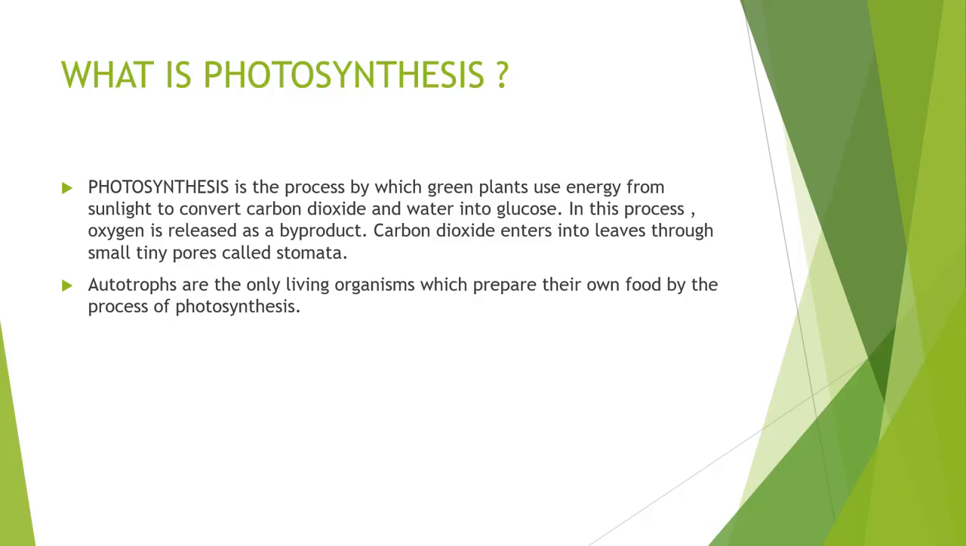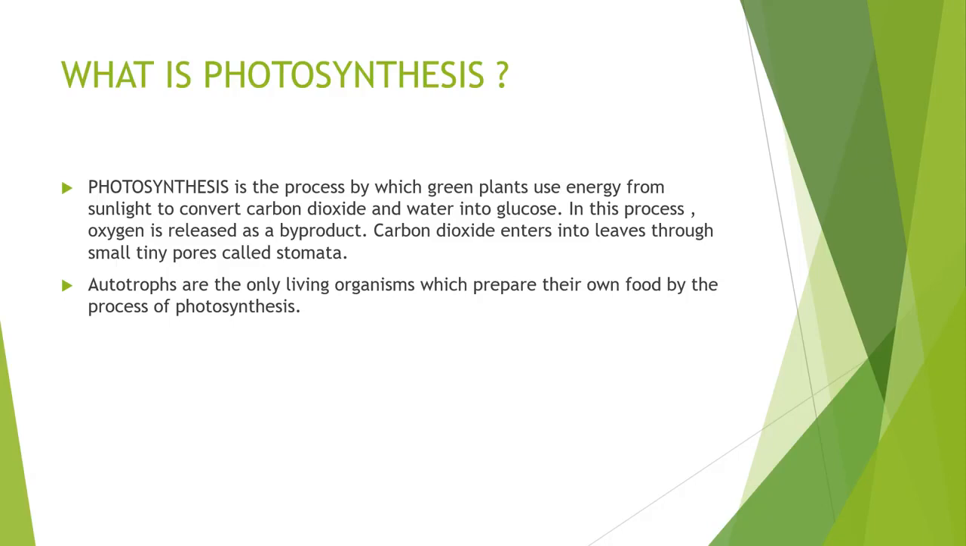They are the only living organisms that make their own food by the process of photosynthesis. So what is photosynthesis? Photosynthesis is the process by which green plants use energy from sunlight to convert carbon dioxide and water into glucose. In this process, oxygen is released as a byproduct. Carbon dioxide enters into leaves through small tiny pores which are called stomata.